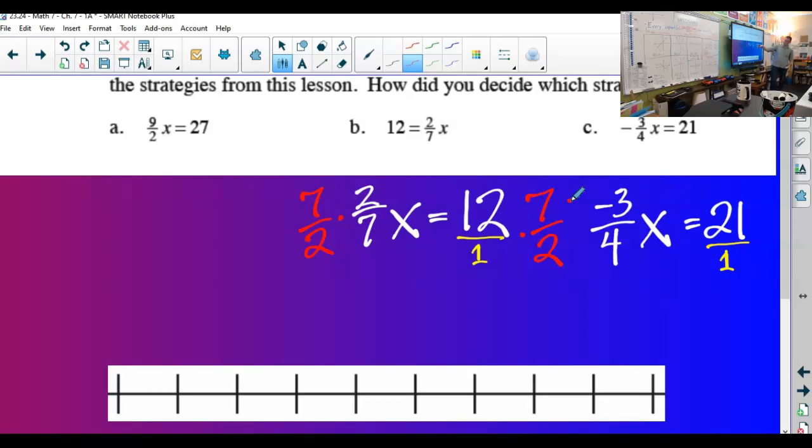So what's 12 times 7? 70, 80, 84. Divided by 2? And we get that same answer.